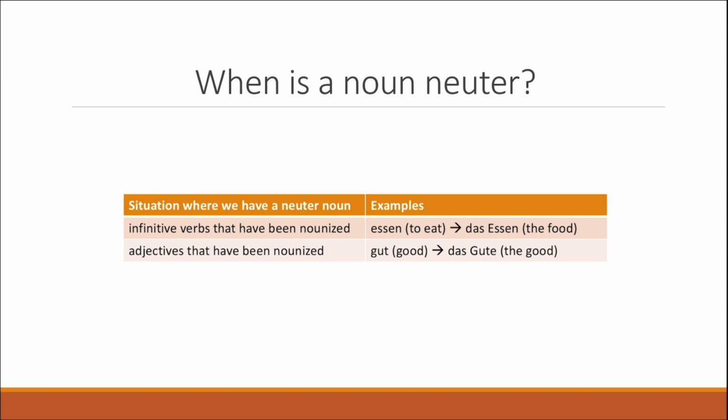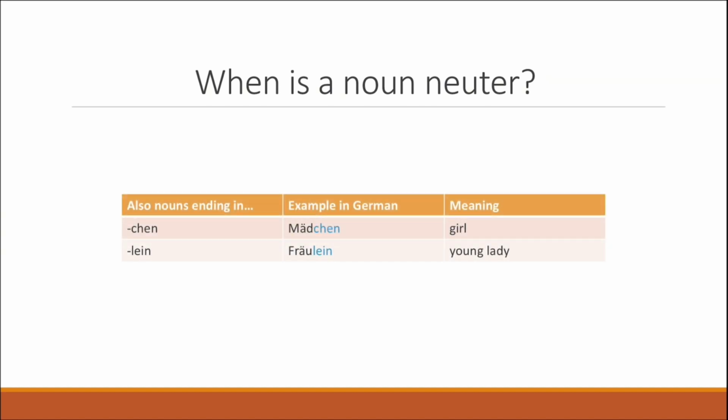In this case, we have only two situations, or mostly two situations. If we're talking about infinitive verbs that have been nounized, or adjectives that have been nounized, such as essen, which becomes das Essen, or gut, which means good, becoming das Gute, or the good. And we know that a noun is also neuter if it ends with chen or lein, such as Mädchen and Fräulein.